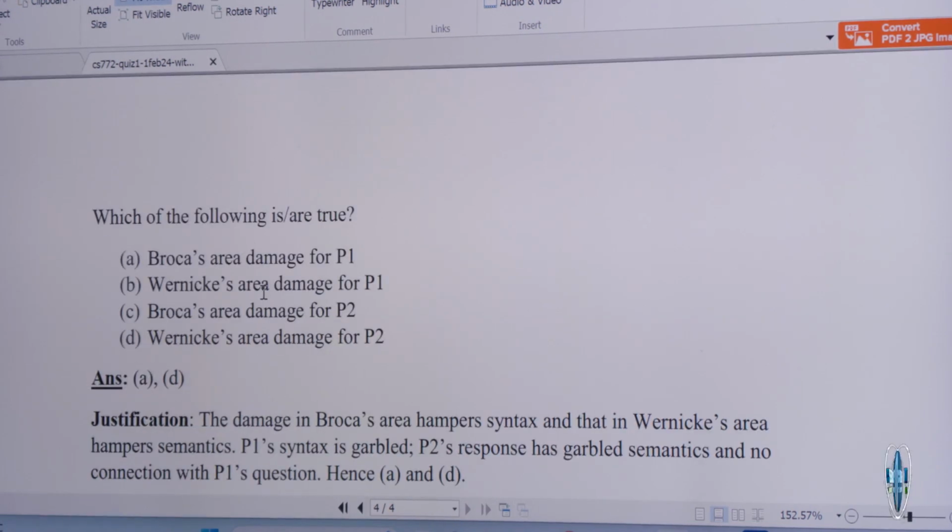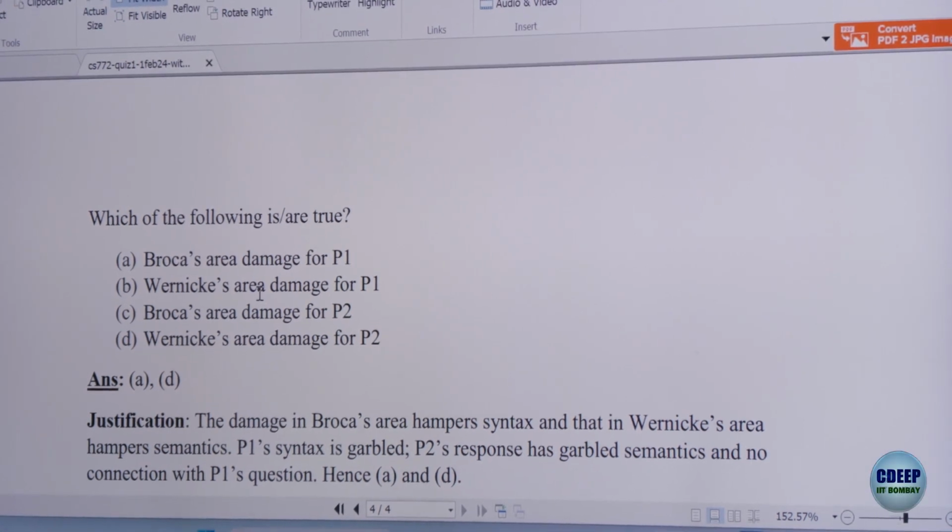Okay. Also remember that these questions are for people who are going through a course, not for somebody outside the course. So there is a context to these questions.